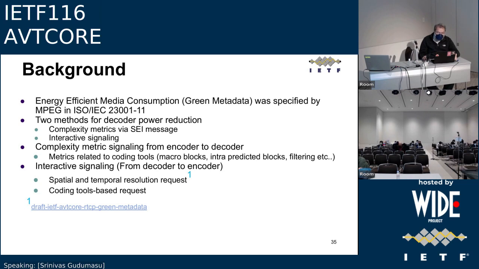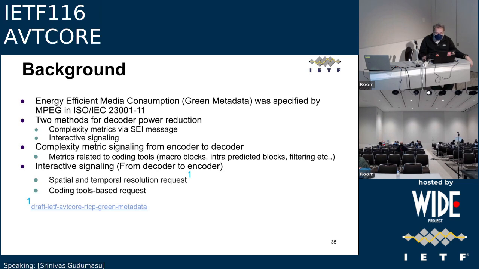And in the second type, basically in the interactive signaling, a receiving device sends the metadata, which basically instructs the sending device to modify the complexity of the decoding operations for the bit stream and reduce the receiving device decoder power consumption. So, the second type includes basically the spatial and temporal resolution request, or a decoder power reduction request, or a coding tool based request.